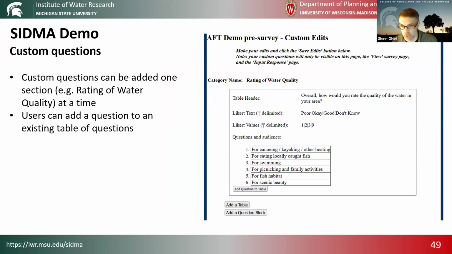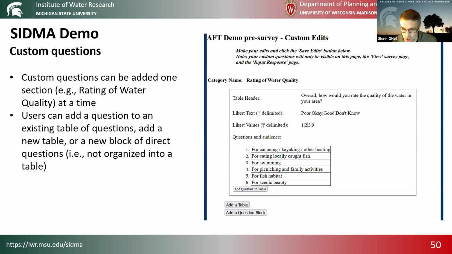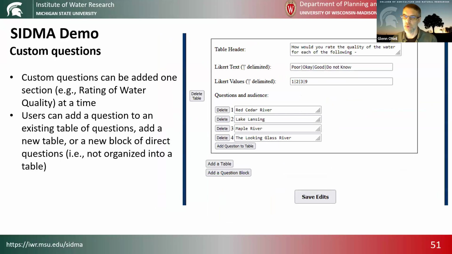And so if I click on add or edit custom questions, I'm presented with a page that looks like this, which allows me to either add a question to an existing table. So that first category, the rating of water quality, I could add an option here to those 6 options listed there. I also have the ability to add my own set of questions, add my own table. So for example, if I wanted to add a new table of questions here, it would allow me to do that. And I provide an example here.